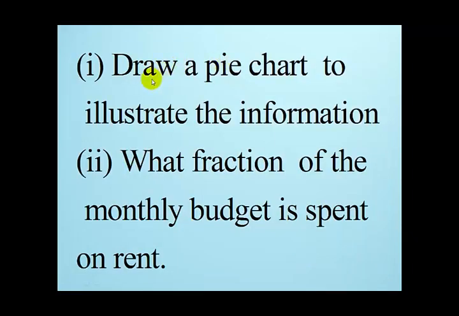Now, these are the questions. Draw a pie chart to illustrate the information. Then, what fraction of the monthly budget is spent on rent? That is, after drawing the pie chart to illustrate the information, we now find the fraction of the monthly budget that was spent on rent.